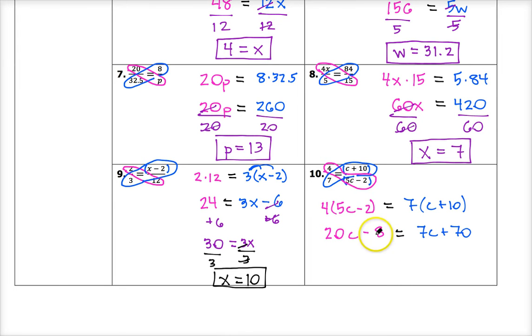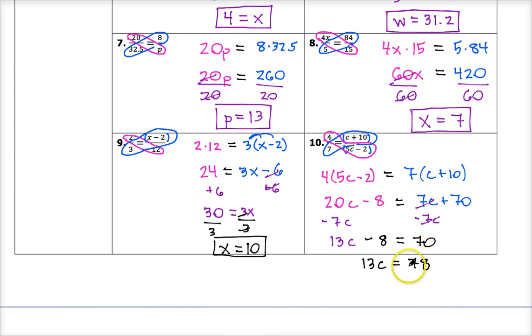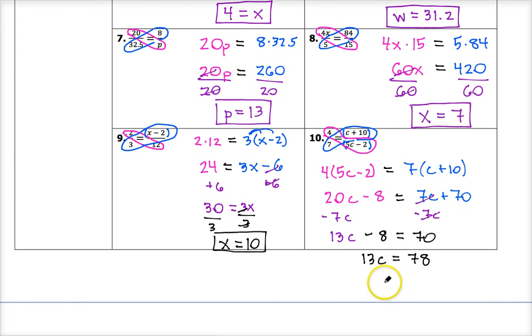We have a variable on both sides, so we can subtract 7c from both sides first. That gives us 13c, so 13c minus 8 equals 70. Then we can add 8 to both sides, and we get 13c equals 78. And then lastly, divide both sides by 13, and c comes out to be 6.